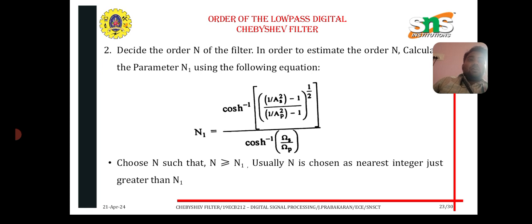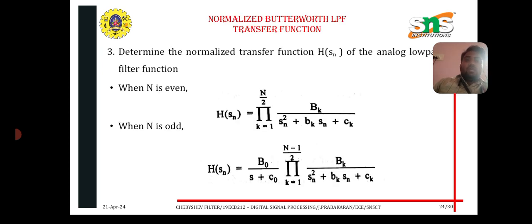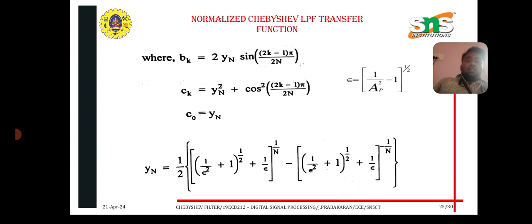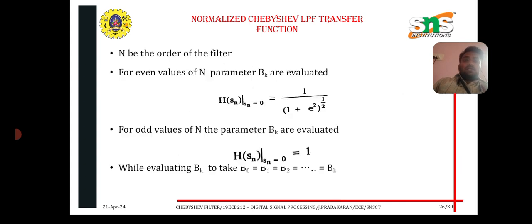This is the order of the filter formula. The order of the filter, capital N1, equals cosh inverse of 1 divided by a square minus 1 divided by 1 divided by ap square minus 1, whole power 1 by 2, divided by the denominator term cosh inverse of omega s divided by omega p. When n is even we have one formula, and when n is odd we have another formula. We discussed this earlier. n is the order of the filter, odd and even.